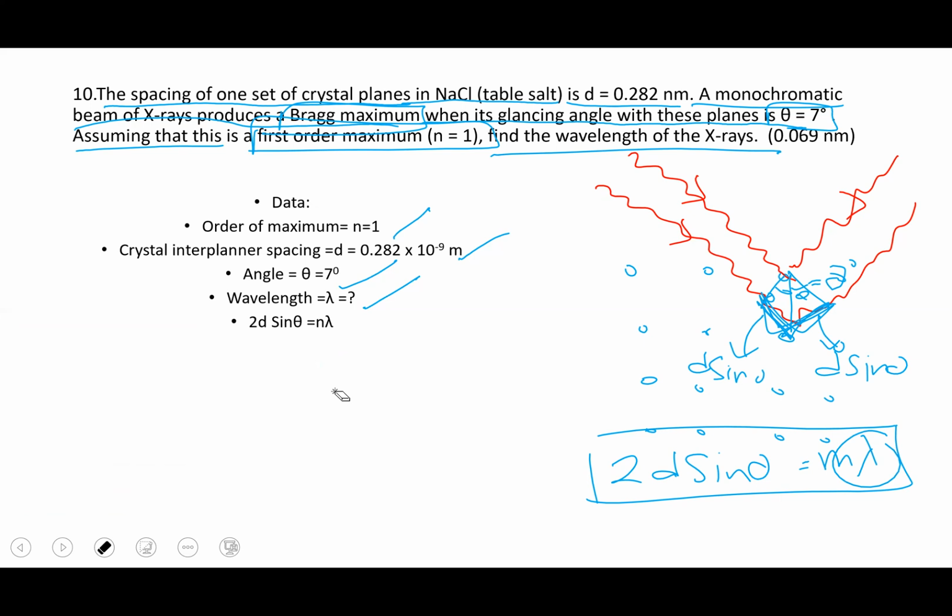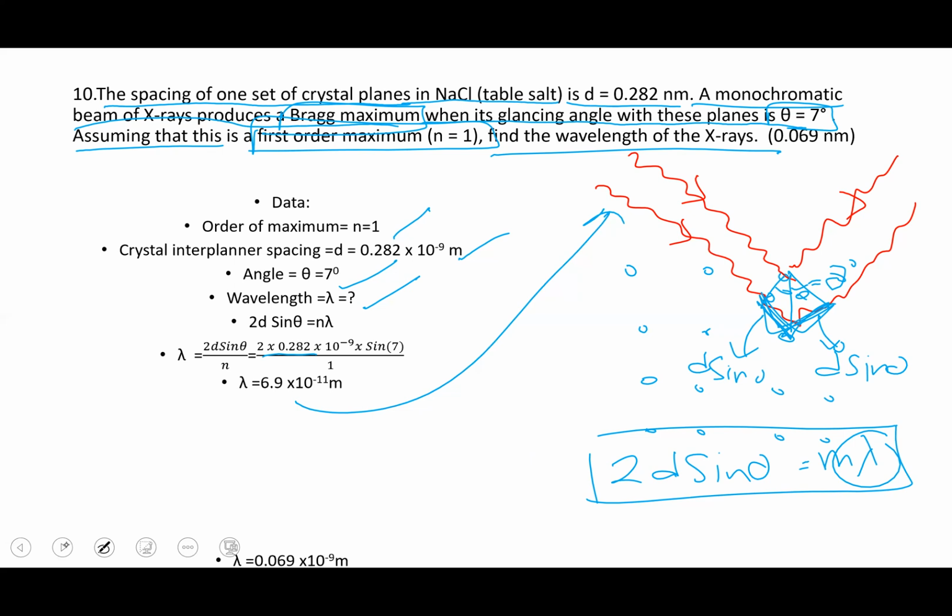So let me clear this out. Now, if we put in the values to find the value of lambda, it will be 2d sine theta divided by n, and n is equal to 1. So 2 into 0.282 × 10^-9 into sine of 7. If we solve this one, we get the value of lambda. That means the wavelength which is coming over here is 6.9 × 10^-11 meters. Or we can round it off to 0.069 × 10^-9 meters, or we can say lambda is equal to 0.069 nanometers, because it is 10^-9.